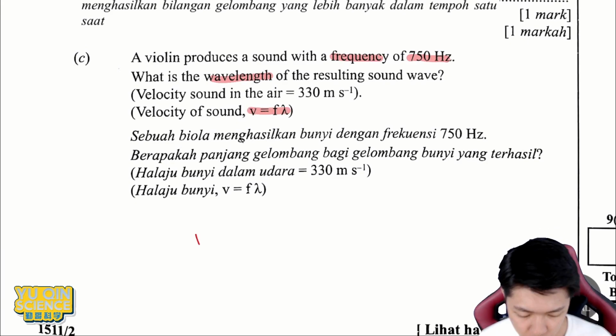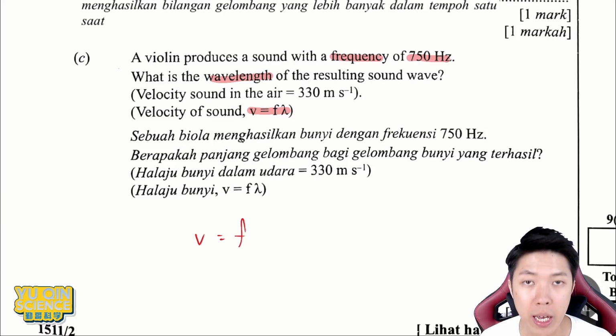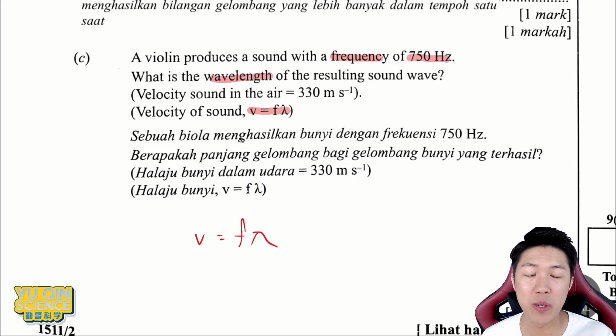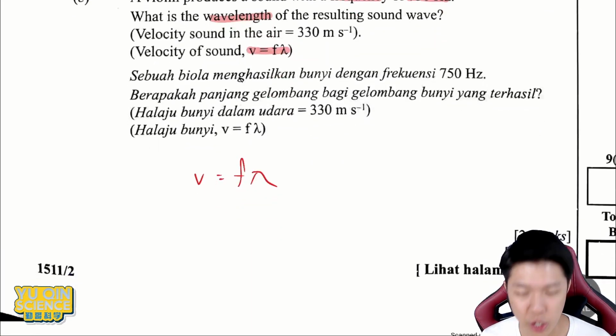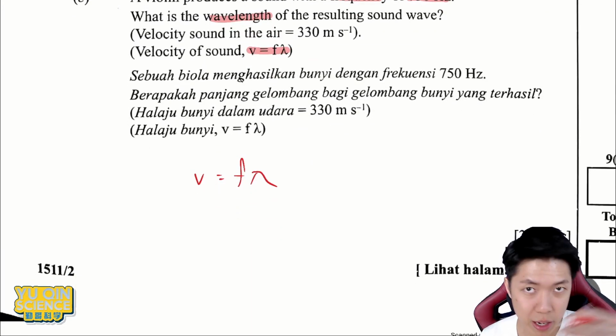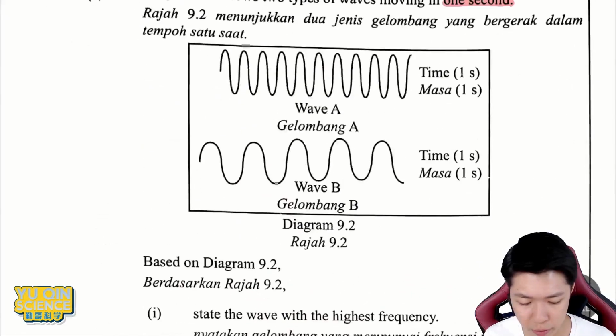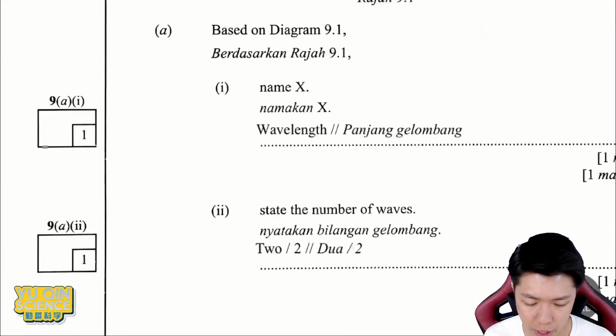Okay, so V equals frequency F times lambda, which means wavelength. Velocity equals frequency times wavelength. You know what velocity is, right? How fast. Frequency is how many waves in 1 second. Lambda is wavelength. You all know what wavelength is already, just now on top.